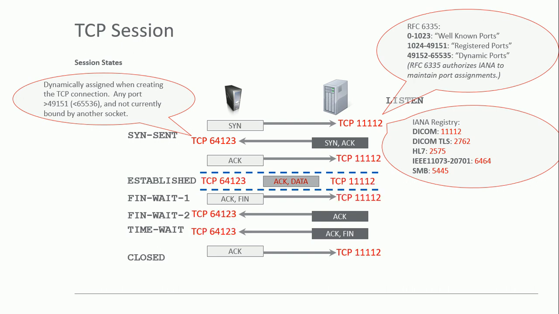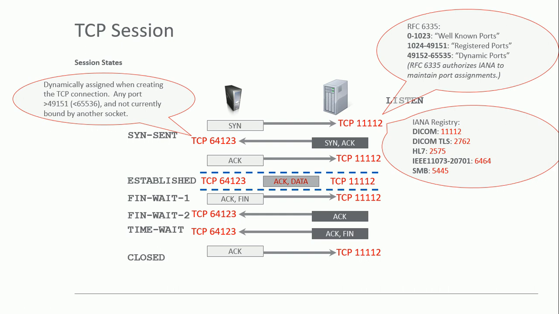So in this connection, these are all the port numbers. Everything's going to 11112 on the server side, and everything's going to 64123, which I just randomly picked, on the client side. So everything going from the client to the server is always going to 11112, and everything going from the server back to the client is 64123.